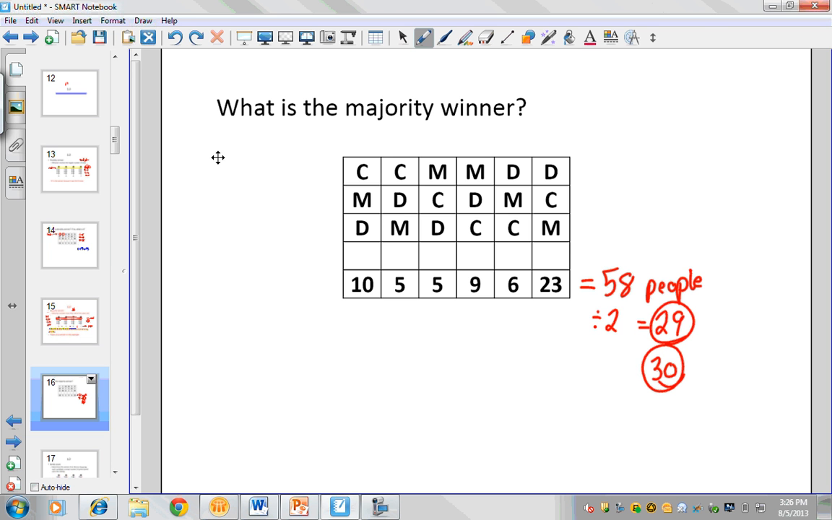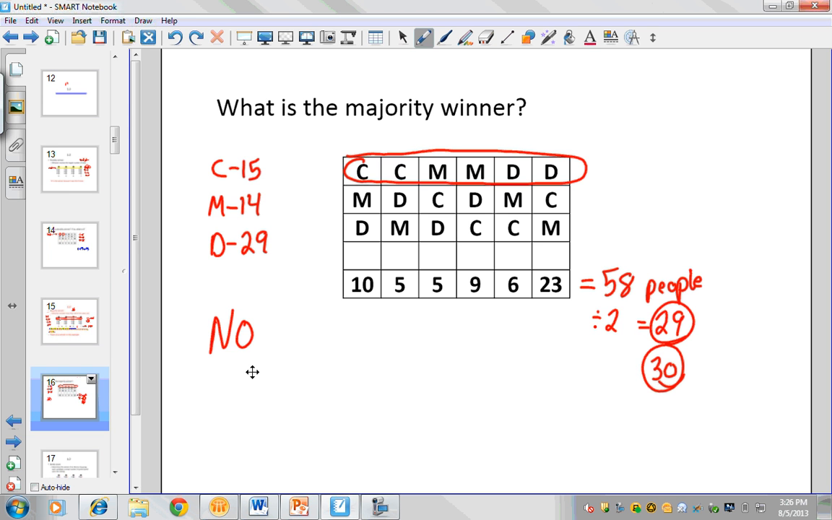Whoever has 30 votes would actually get the majority. So C would be 15, and I'm looking at all first place votes here. C would be 15, M would be 14, and then D would be 29. Now remember, if anybody is to be declared the majority winner, it has to be 30 votes. D has 29. Unfortunately, once again, the answer is going to be no majority winner.